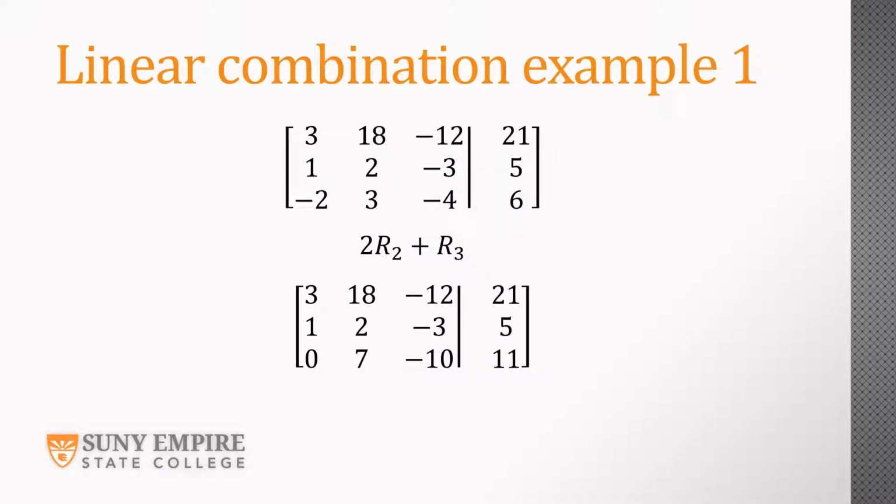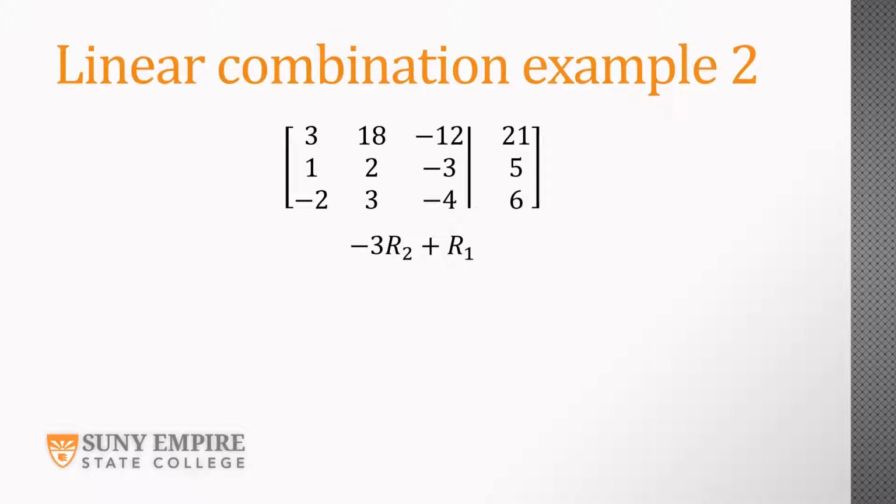Completing the calculations, we have the matrix 3, 18, negative 12, and 21. Then 1, 2, negative 3, and 5. Then 0, 7, negative 10, and 11. Let's see one more example of linear combination. Again, we start with the same original matrix, but this time we want to do the linear combination of negative 3 multiplied by row 2 plus row 1.